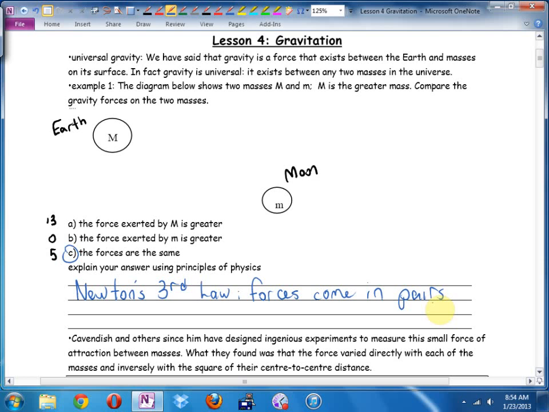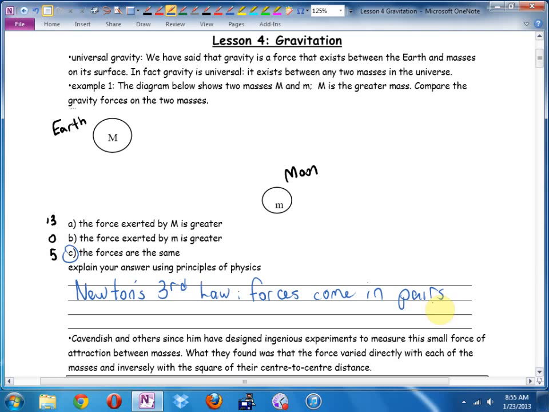Now, the magnitude of the force is the same. The effects are not. So instead of going Earth and Moon, let's go Earth and coal. Okay? The Earth is pulling down on coal right now.